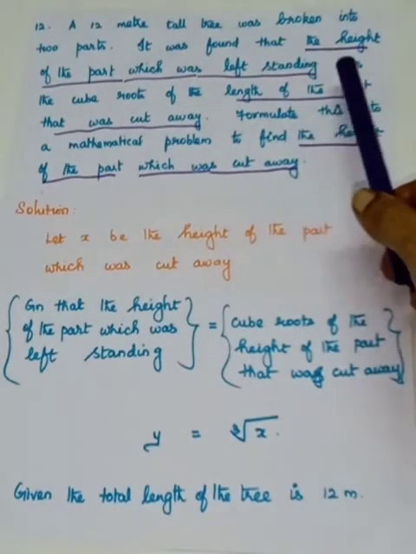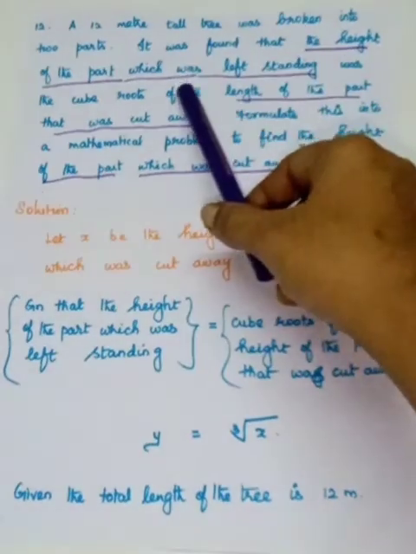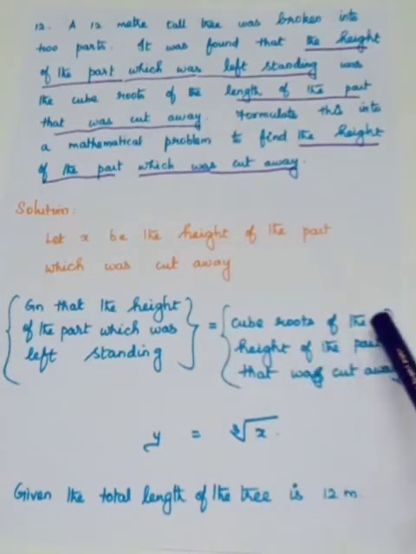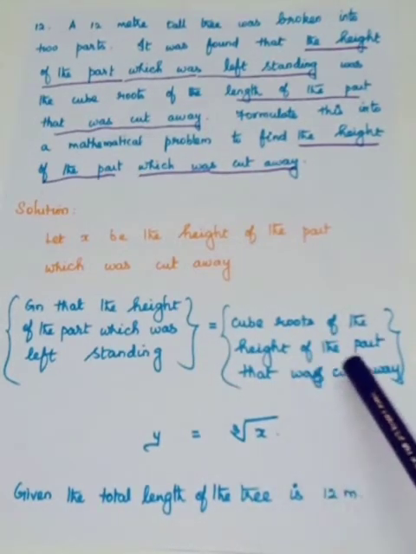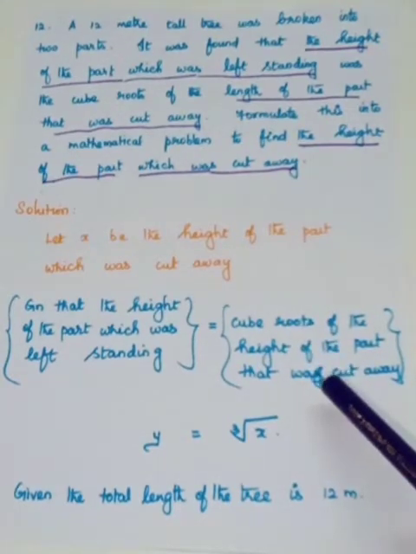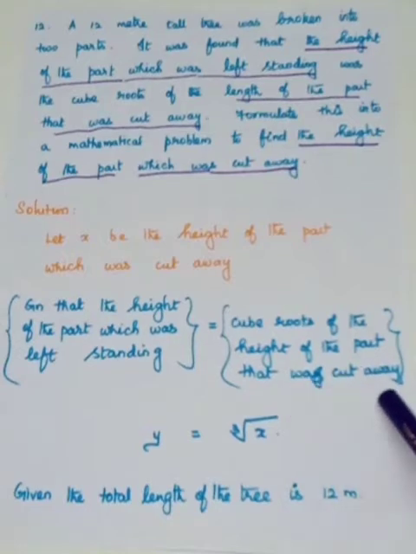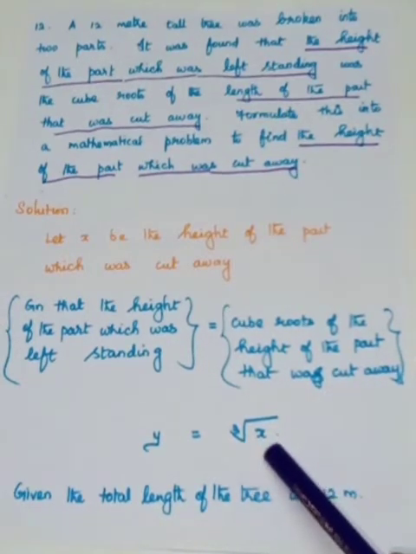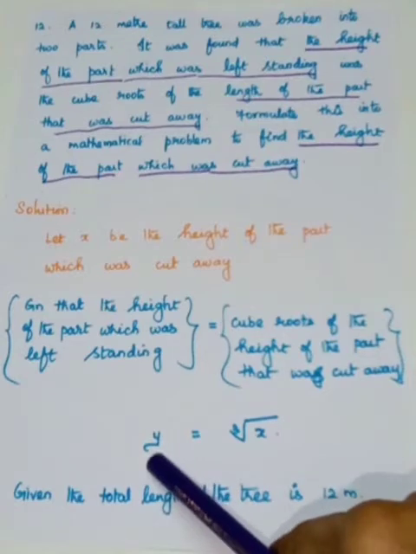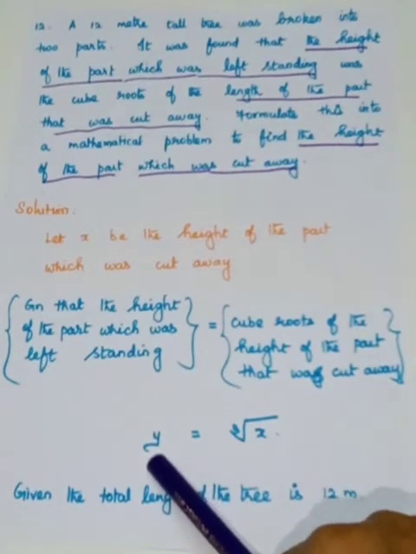So what is the given condition? The height of the part which was standing is equal to the cube root of the height of the part that was cut away. The height of the cut part we have taken as x. So cube root of x, or otherwise x power 1/3, is equal to y. What is y? It is the height of the part that was left standing.